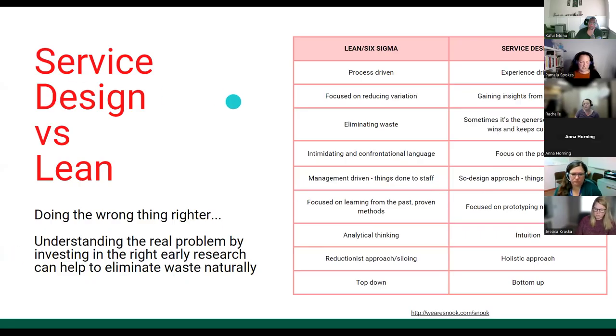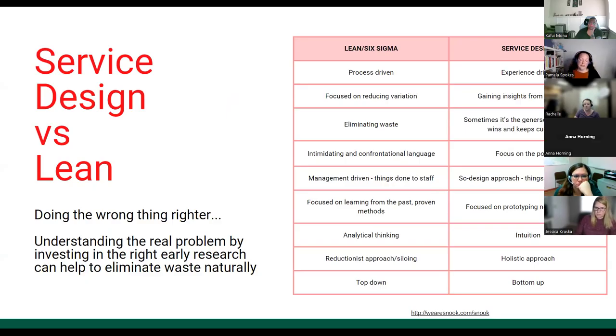So here, this is not my table. I took this from, there's a link at the bottom there, from this design organization, Snook. I think they've just been purchased by a large consulting agency. This is what's happening to a lot of service design agencies. They're being taken in-house. So Capgemini has their own now, et cetera, all of these big organizations.